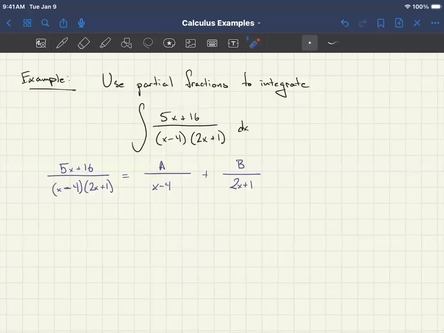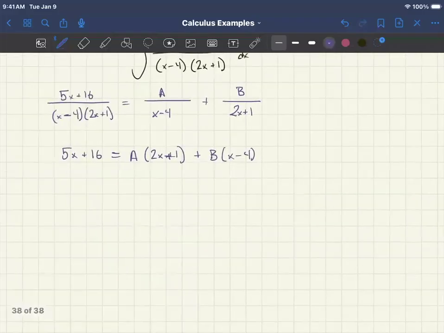We're going to do that by multiplying the entire equation all the way across by (x - 4)(2x + 1). So on the left-hand side, when we multiply the fraction by that, we get our numerator back. On the right-hand side, our x minus 4's cancel out, and we have A times (2x + 1). And then we also have B times (x - 4).